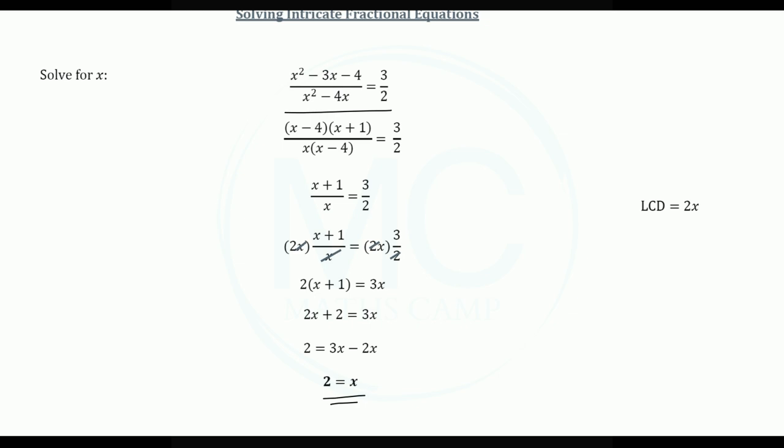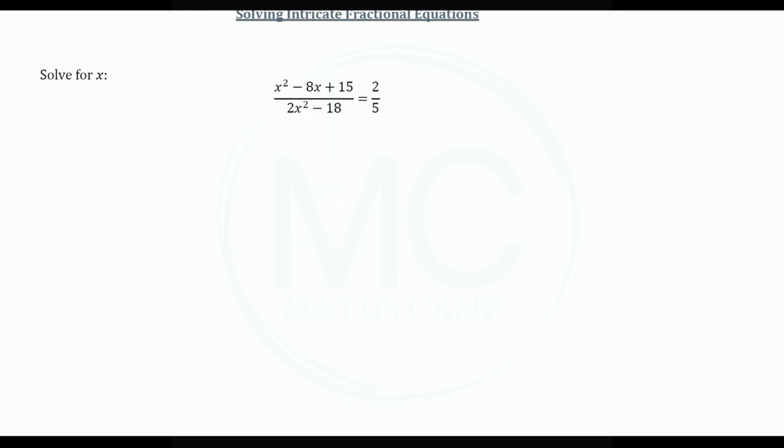Let's do one last example. Here we have x squared minus 8x plus 15 over 2x squared minus 18. They're both quadratics. So let's factorize the numerator and the denominator of these fractions first. Let's open up two brackets. Square root of x squared is x, so we have x over here and x over here. Our constant is 15. I'm going to write that up here. And the coefficient of x is -8. I'm going to write that over here.